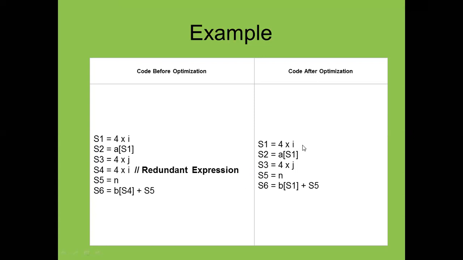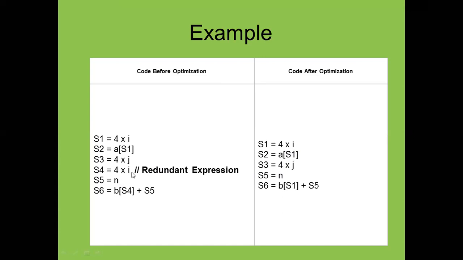Now you can write the code after optimization and the code before optimization. So S1 again, it is okay. S2 is okay. S3 is 4 star J, a new expression. S5 is equal to N. We are just going to remove this redundancy.